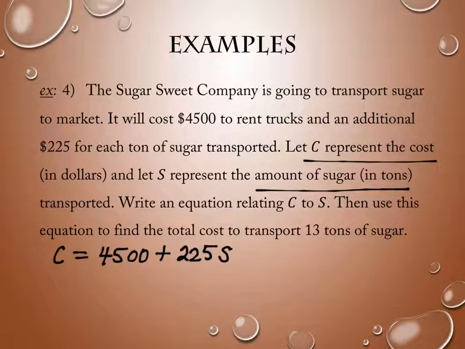So this is sort of the first part of the question, like part A, write an equation relating them. That's what we just did here. Part B says I'm supposed to use this equation to find the cost for transporting 13 tons. So this is like part B right here. So what would I do to find how much it would cost for 13 tons?